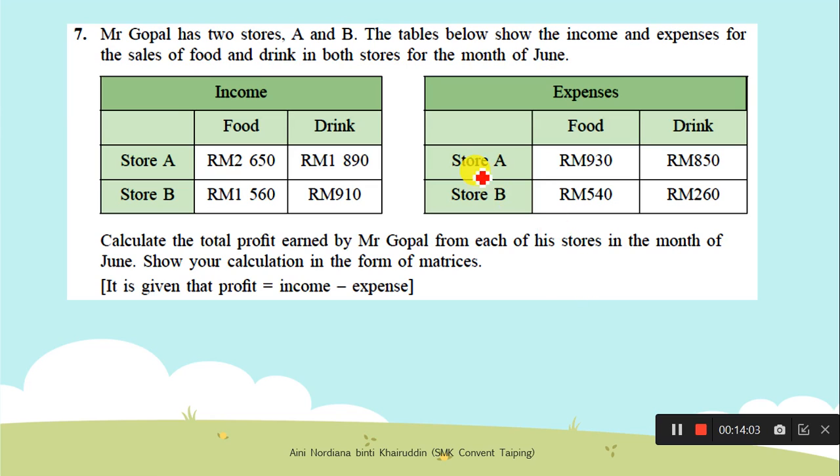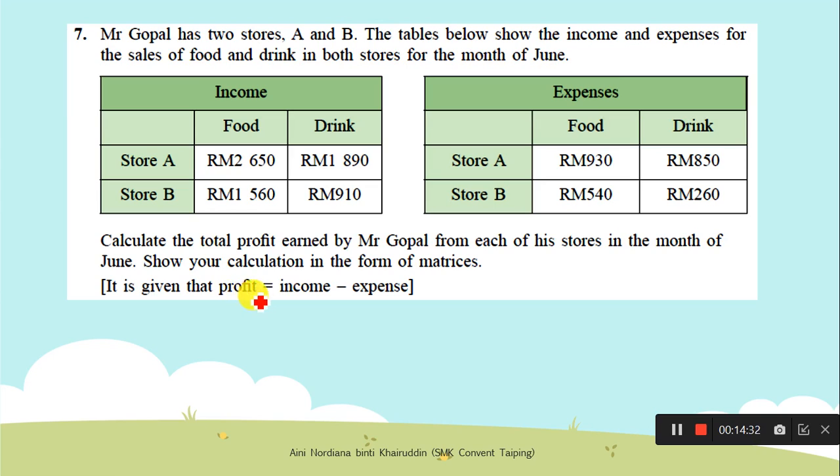Okay, next, question number 7. Mr. Gopal has 2 stores, A and B. The table below shows the income and expenses for the sale of food and drink in both stores for the month of June. So this is the income and the expenses. Calculate the total profit earned by Mr. Gopal for each of his stores in the month of June. Show your calculation in the form of matrices.